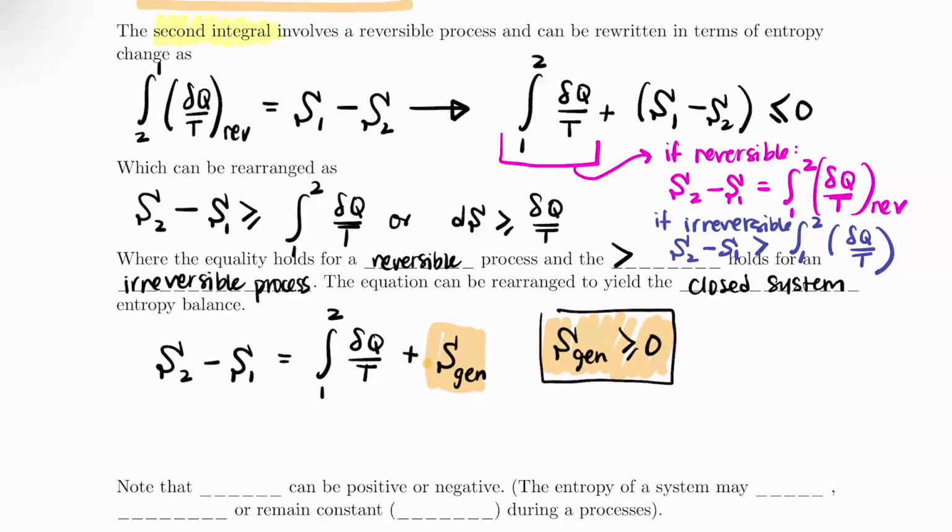So just to kind of talk about these terms that exist in here real quick. We have S2 minus S1, which is just our entropy change during an arbitrary process.